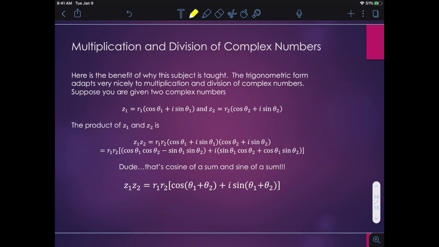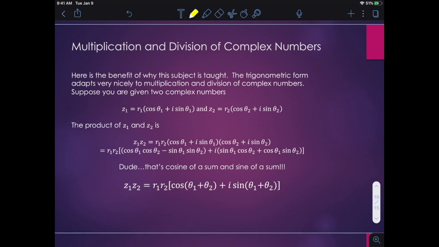All right, this next topic in this next section is where this really gets exciting. We're talking about now the multiplication and division of complex numbers. Now, that may sound really scary, but now that we understand how to turn complex numbers into their trigonometric form, multiplication and division of complex numbers becomes a total breeze. And so here is the benefit of why this subject is taught. The trigonometric form adapts very nicely to multiplication and division of complex numbers.